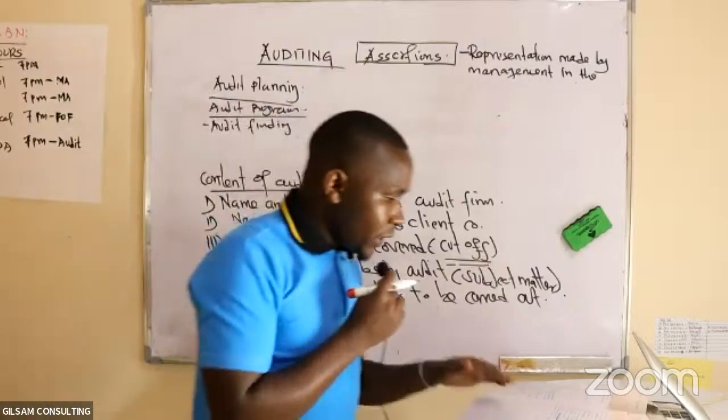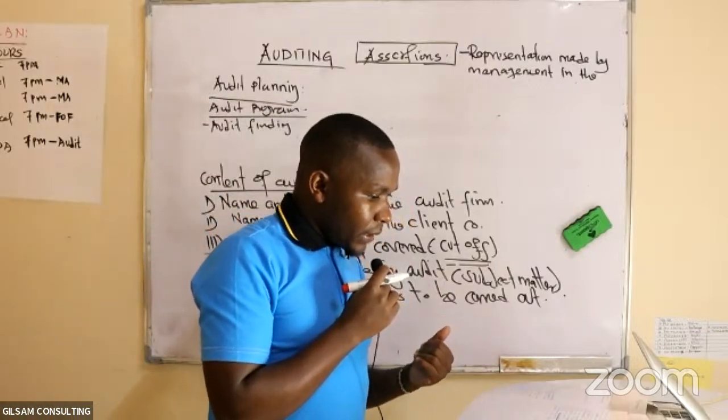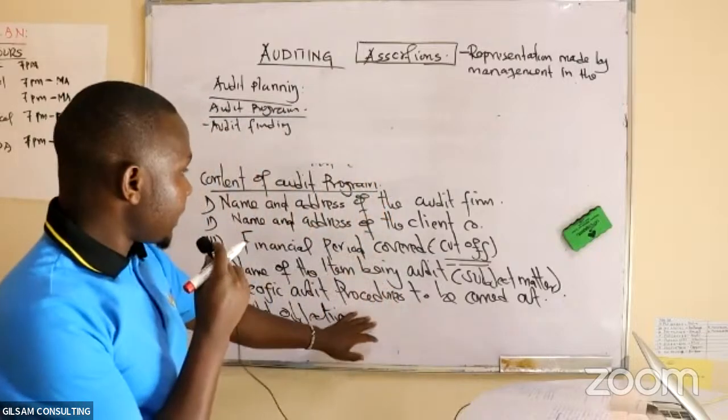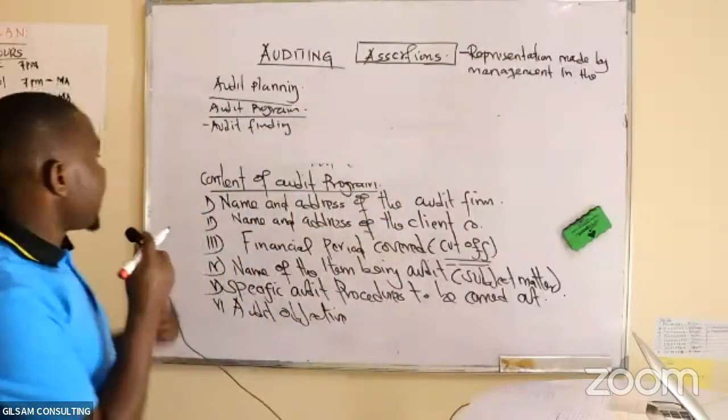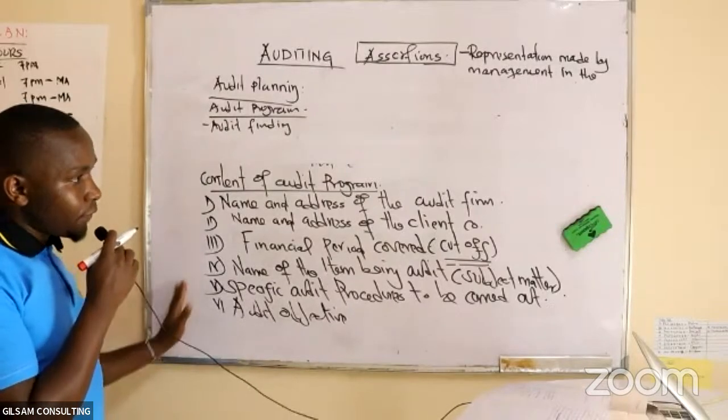Also, we need to know the date, or whether we have already carried out the work to that date. So that makes the content of what? Audit program. That is the content of audit program.